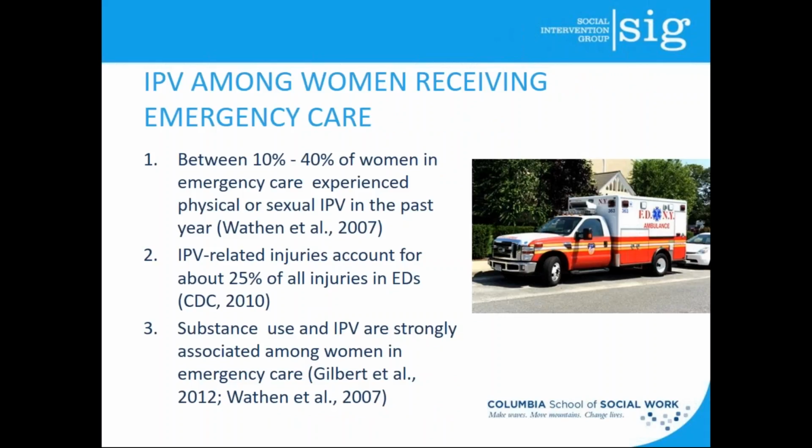So we spent 5 years conducting research on IPV and substance use among women in emergency care. Between 10 and 40% of women in emergency care experienced physical or sexual IPV in the past year. These are very high rates, and there are a number of reasons why that's so. IPV-related injuries account for about 25% of all injuries in emergency departments, and many women would rather go to an anonymous emergency care setting to get help for minor injuries or symptoms related to abuse than to their primary care doctor because they don't want to disclose abuse. And substance use and IPV are strongly associated among women in emergency care.